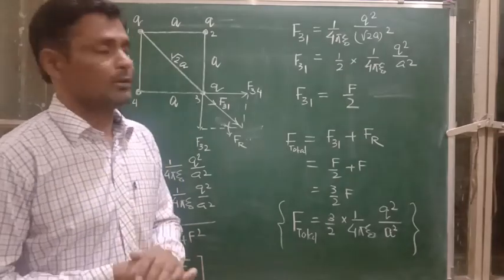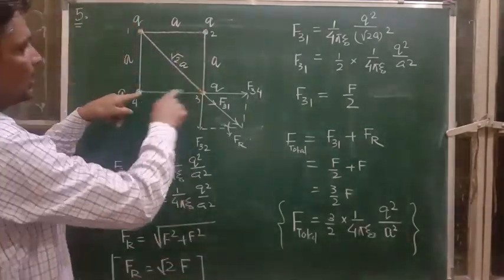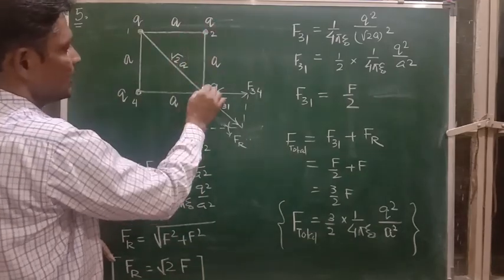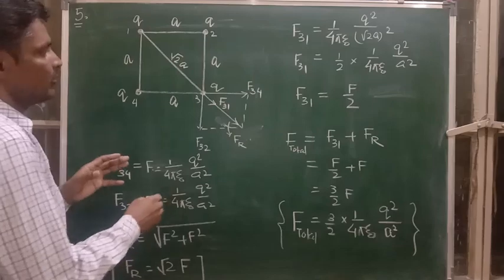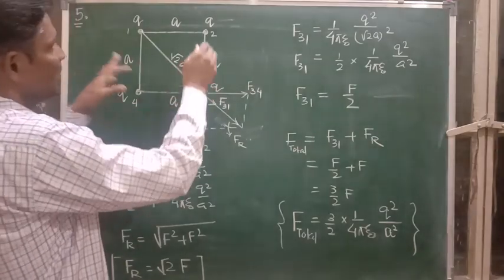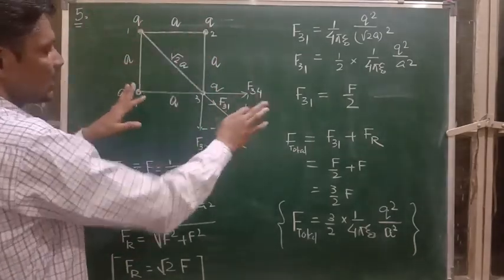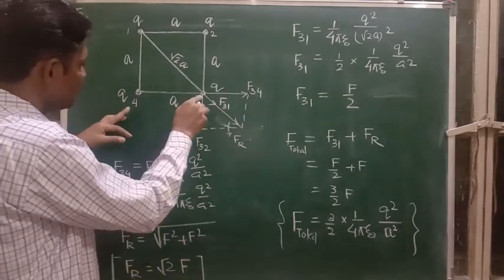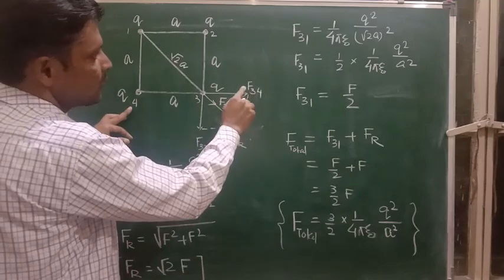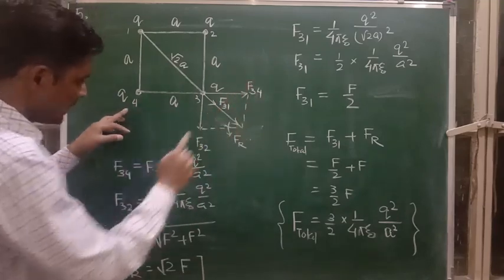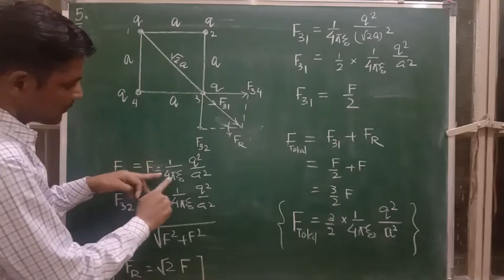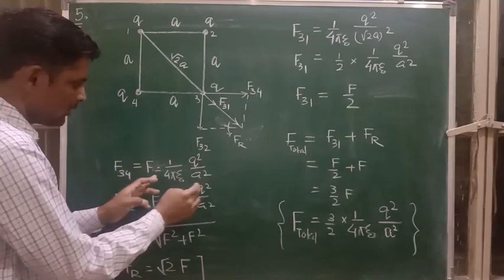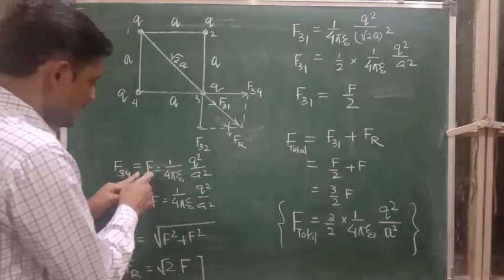Here is the fifth problem, in which there is a square, and each corner of the square has a charge of Q. We have to calculate the total force on this third charge Q due to all these three charges. So first of all, see what will be the force on the third by the fourth, represented by force on third by fourth, and that we have calculated as 1 by 4 pi epsilon naught Q square by A square. Let its value be F.